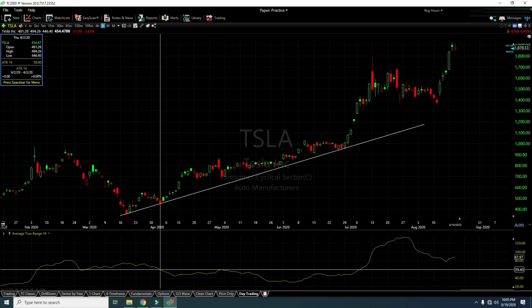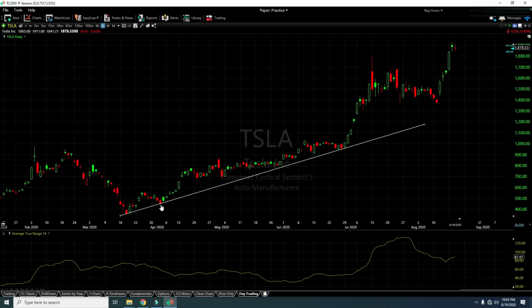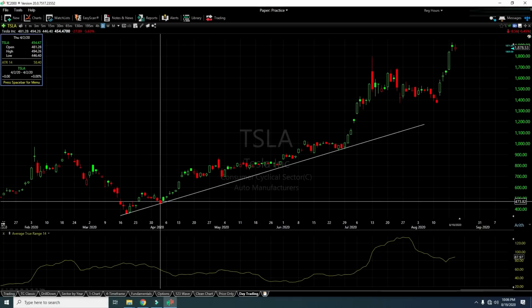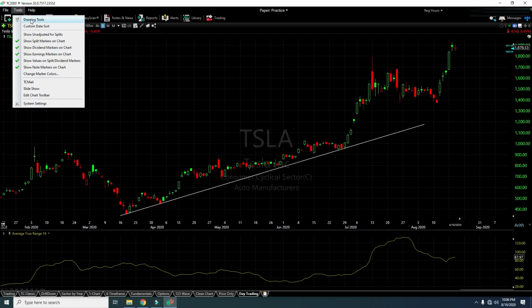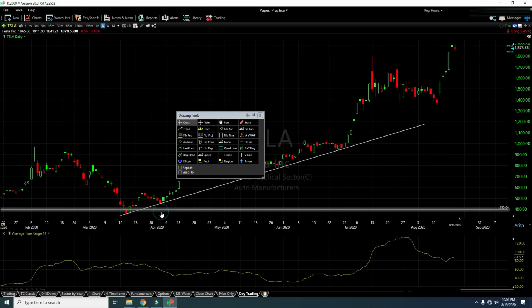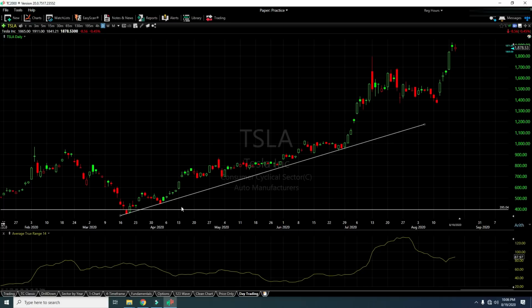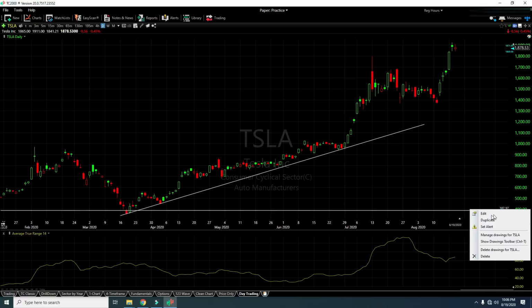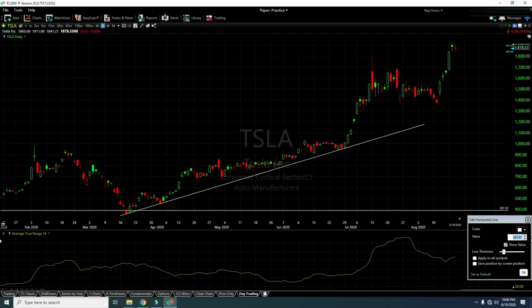59.45, so about $60. So what I would do, I would enter my stop loss $60 below the low of the day. That would put us at 446 minus 60, so you are looking at around 376. So let me draw a line. $376.